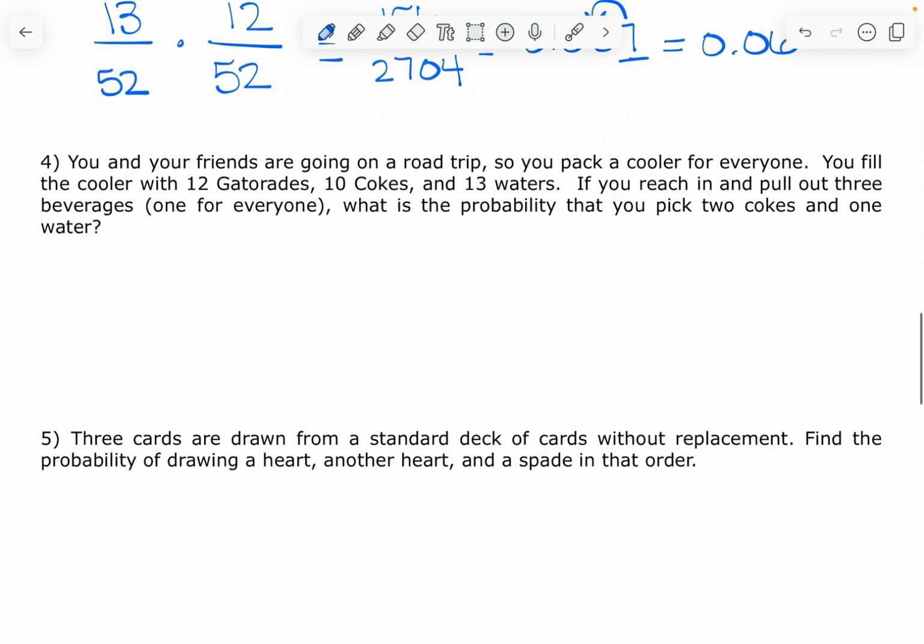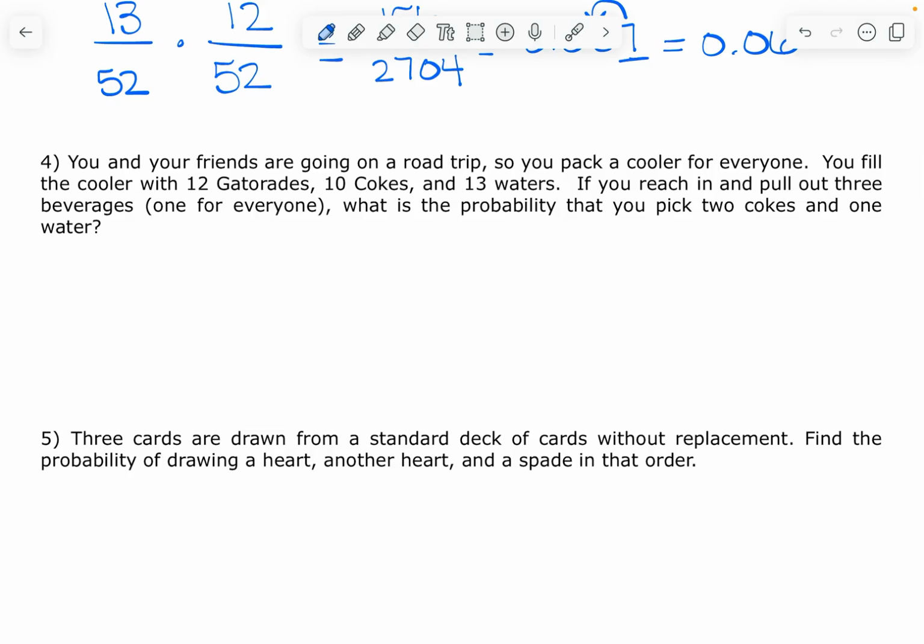Okay, let's look at number 4. You and your friends are going on a road trip, so you pack a cooler for everyone. You fill the cooler with 12 Gatorades, 10 Cokes, and 13 waters. If you reach in and pull out 3 beverages, what's the probability that you pick 2 Cokes and 1 water?